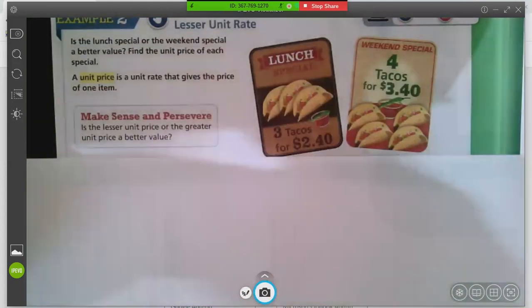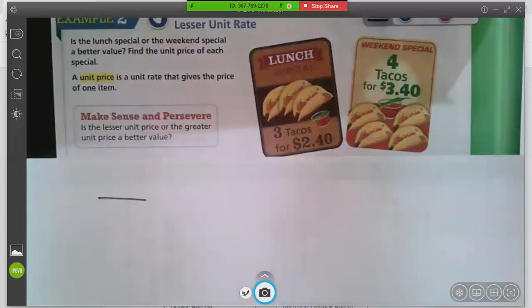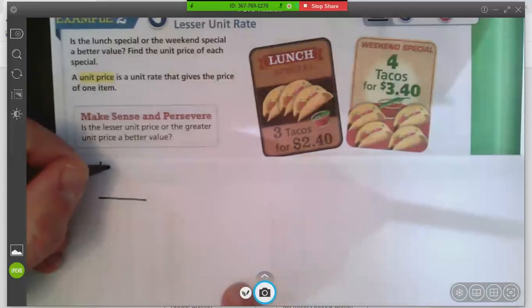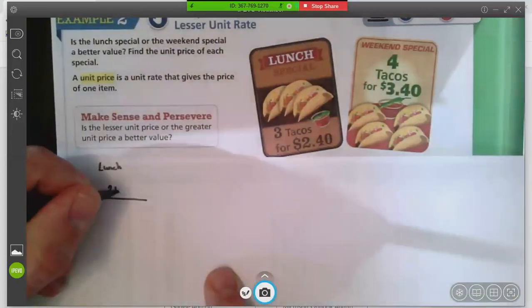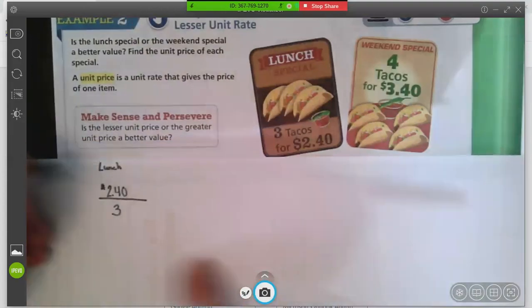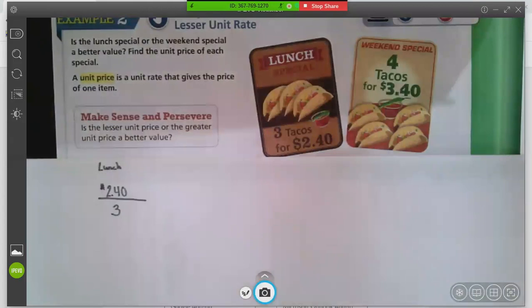All right, so what do you think we have to do here first? Find out which one costs more. Okay, so what am I going to do here? What number goes on top? What number goes on the bottom? So for the lunch special, $2.40 goes on top and 3 tacos on the bottom. Very good. Because eventually we're going to find out how much it costs for one taco.